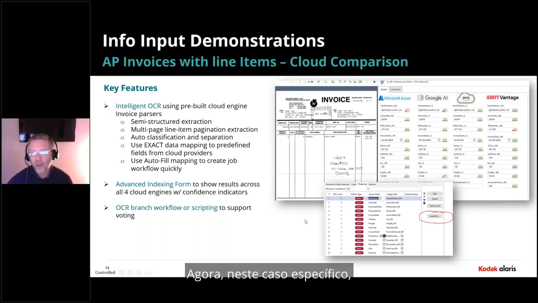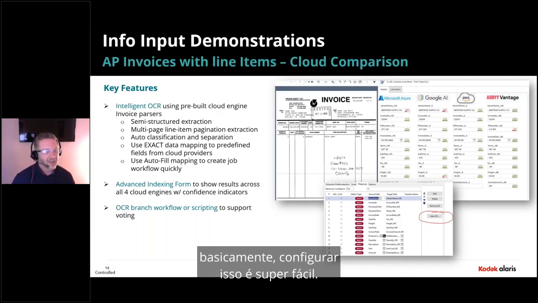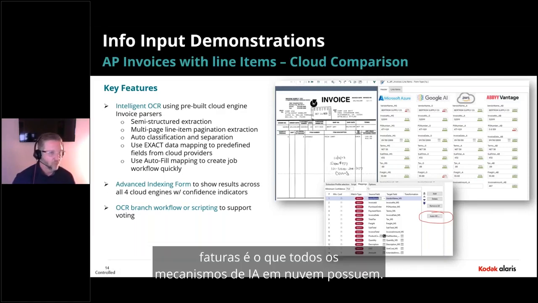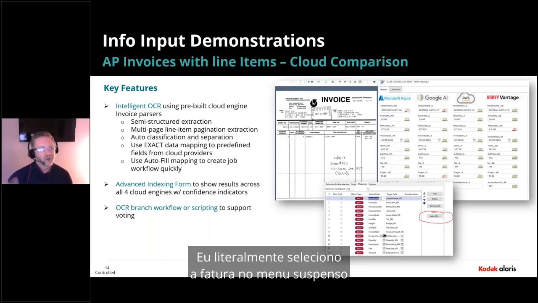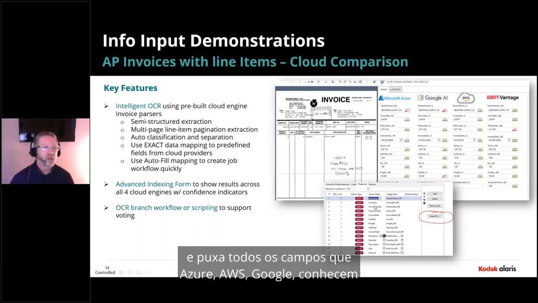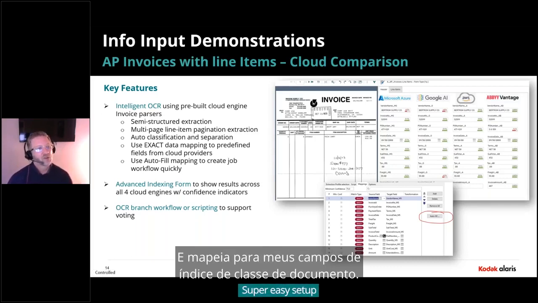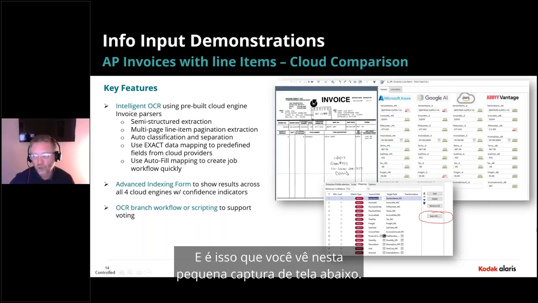Now, in this particular case, to set this up is super easy. Each one of our extraction profiles comes with pre-built connectors. Invoices is one that all of the cloud AI engines have. So I literally just select invoice from the dropdown in the setup, and I select autofill, and it pulls all the fields that Azure, AWS, Google knows as part of their pre-built invoice parser, and it maps it to my document class index fields. And that's what you see in this little screenshot below.